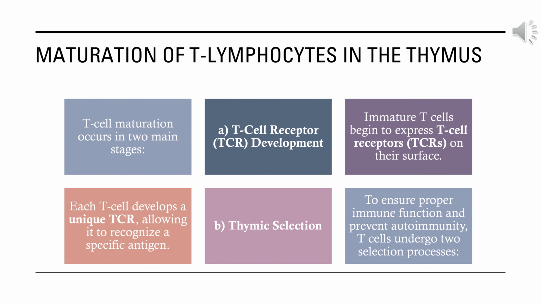T-cell maturation occurs in two main stages. A. T-cell receptor, TCR, development. Immature T-cells begin to express T-cell receptors, TCRs, on their surface. Each T-cell develops a unique TCR, allowing it to recognize a specific antigen. B. Thymic selection. To ensure proper immune function and prevent autoimmunity, T-cells undergo two selection processes.